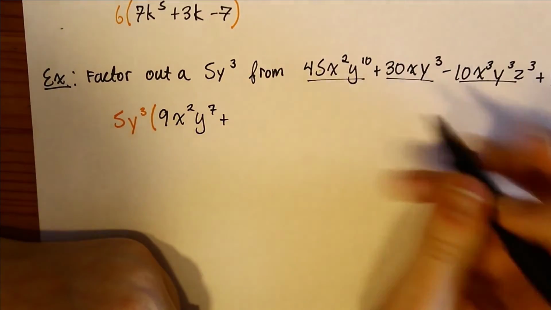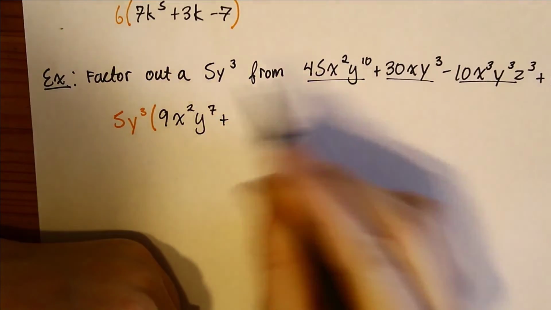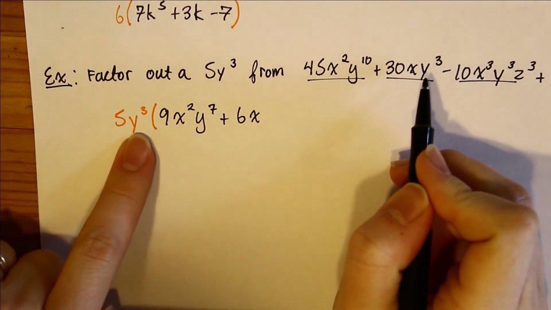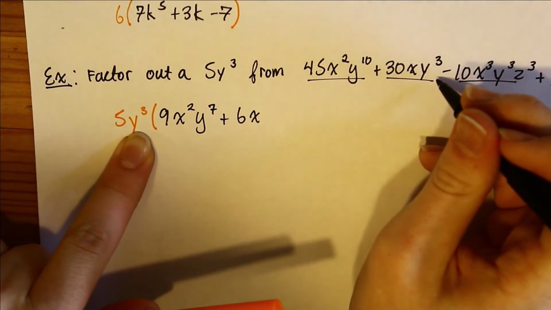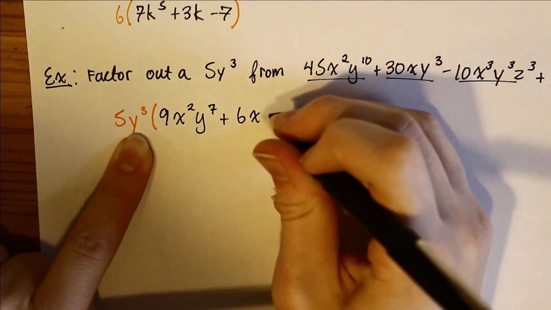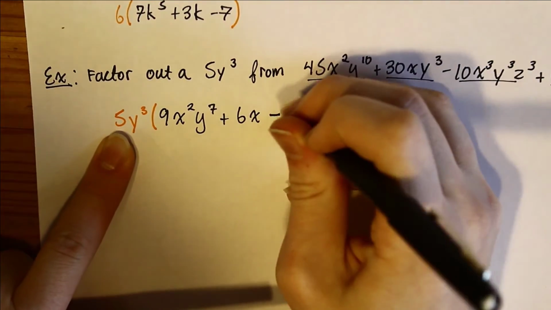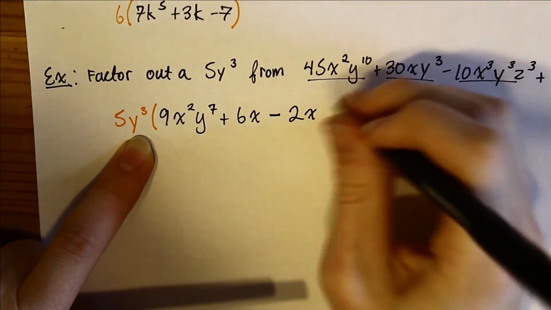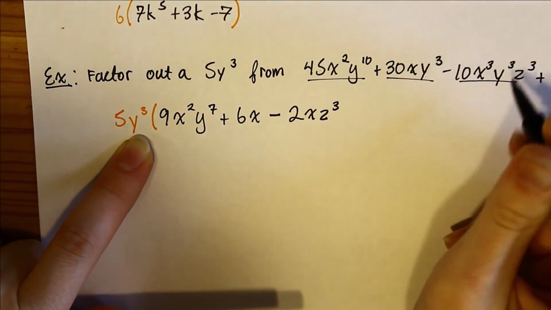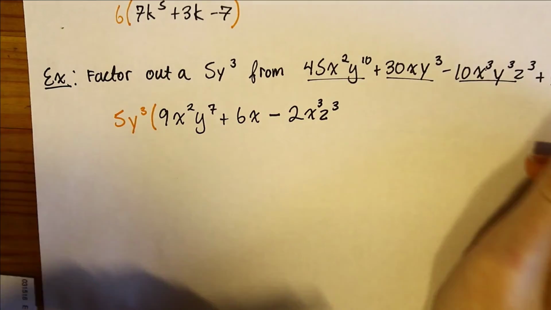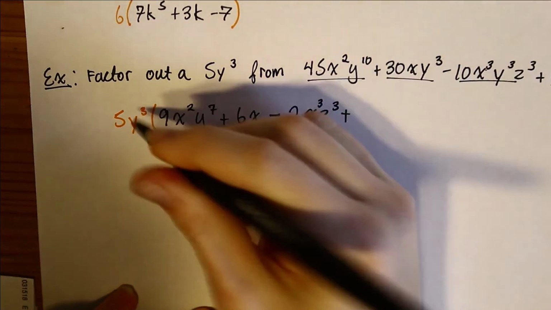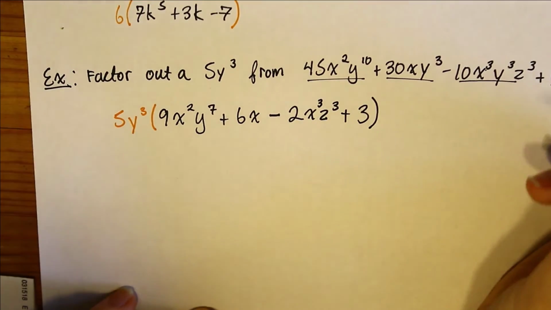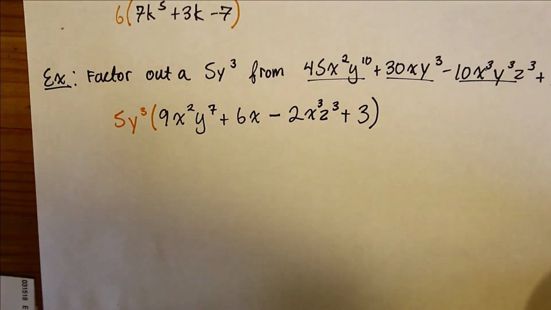We're going to do that for every single one of these. Coefficient is the easy part. 30 divided by 5 is 6. X stays the same. But y cubed divided by y cubed is, well, 1. So the y is gone. Minus, okay, 10 divided by 5 is 2. X stays the same. Y cubed, that's gone. But z cubed is still there. Oops, I forgot my little cubed on my x there. All right, there we go. Plus, and then 15 divided by 5 is 3. And y cubed again disappears. So there we go. There's our factored out expression.